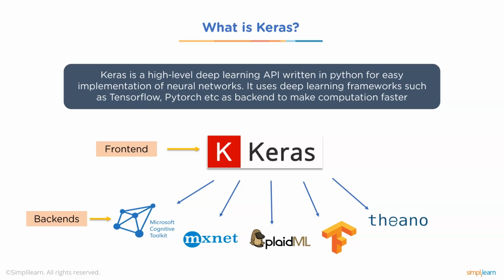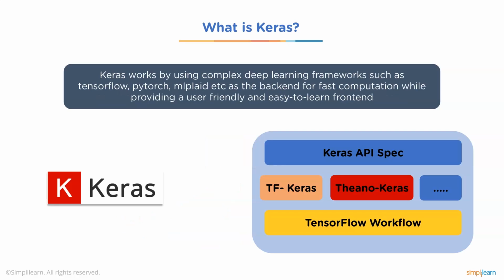It's really powerful to have something out really quick and also be able to start testing your models and seeing where you're going. So Keras works by using complex deep learning frameworks such as TensorFlow, PyTorch, MLPlaid, etc. as a backend for fast computation, while providing a user-friendly and easy-to-learn front-end. And you can see here we have the Keras API specifications, and under that you'd have like TF Keras for TensorFlow, Theano Keras, and so on. And then you have your TensorFlow workflow that this is all sitting on top of.